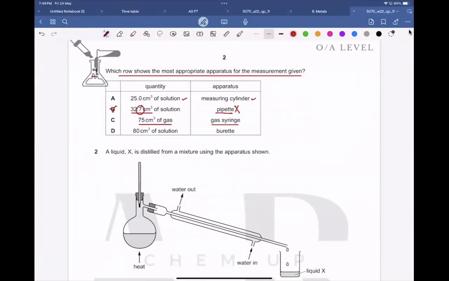syringe. Okay. But gas syringes are almost 10 centimeter cube, 20 centimeter cube, 25 centimeter cube. So C goes wrong as well. 80 centimeter cube of a solution, burette. We know a burette has only 50 centimeter cube capacity. So D goes wrong as well. So A is the correct answer.